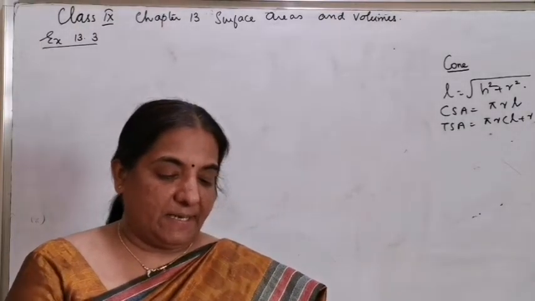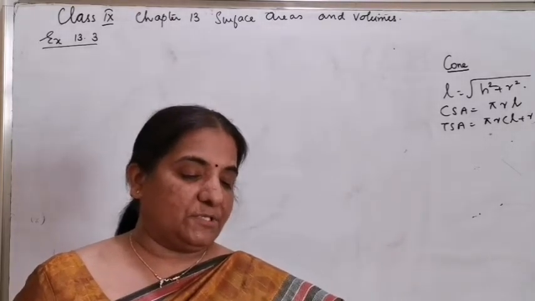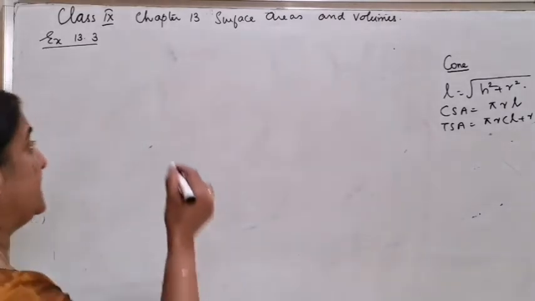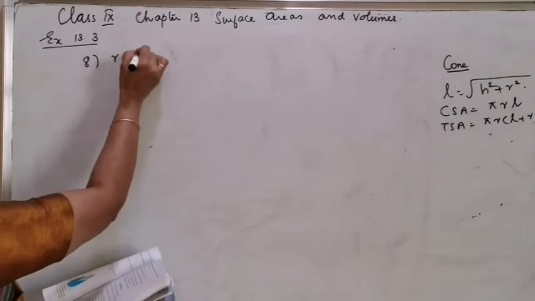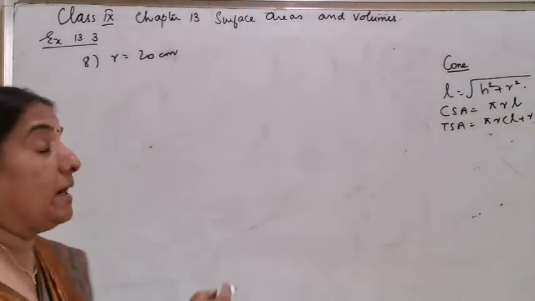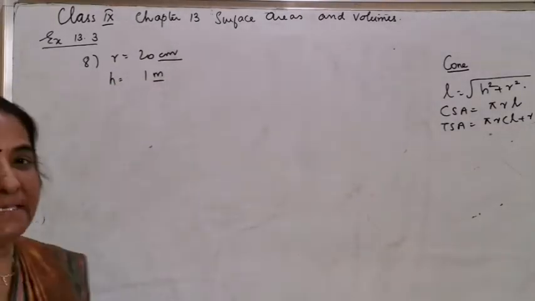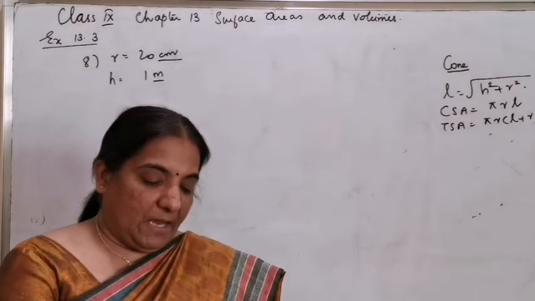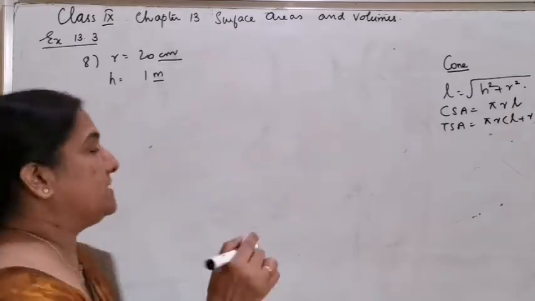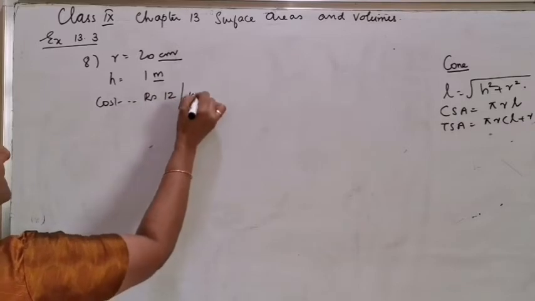A bus stop is barricaded from the remaining part of the road by using 50 hollow cones made of recycled cardboard. Each cone has a base diameter of 40 centimeter. So the radius is given as 20 centimeter and height is 1 meter. Radius is in centimeter, height is in meter. If the outer side of each cone is to be painted and the cost is rupees 12 per meter square.